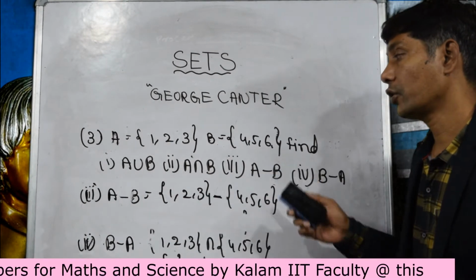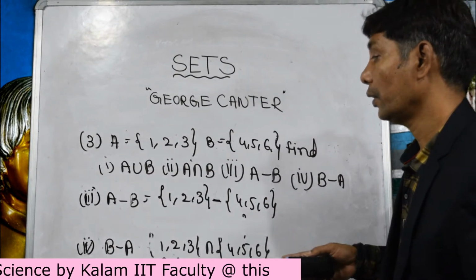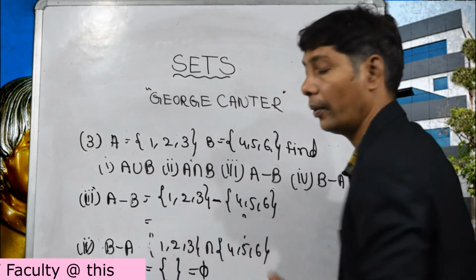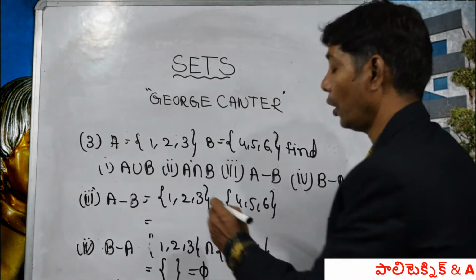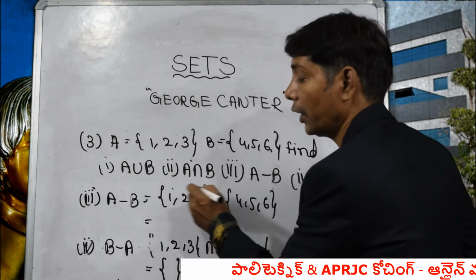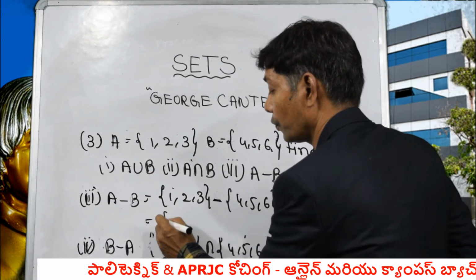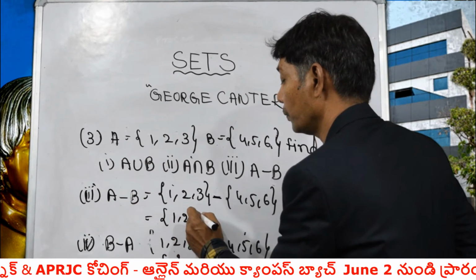If A and B are disjoint sets, as we already said, are there any common elements here? There are no common elements between them. That's why you have to write all elements in the first set. That means 1, 2, 3.